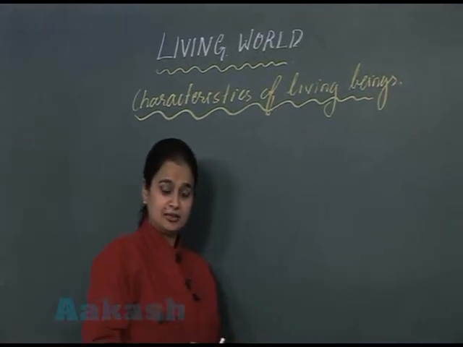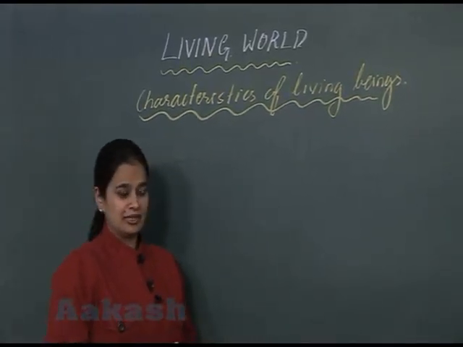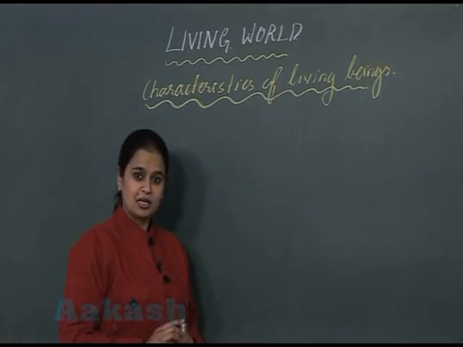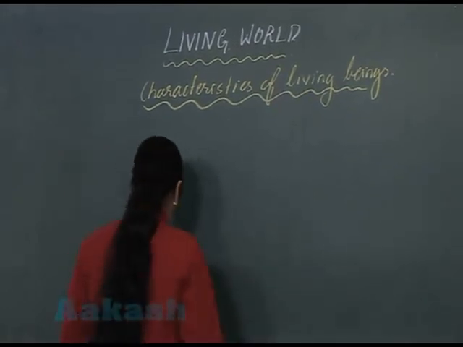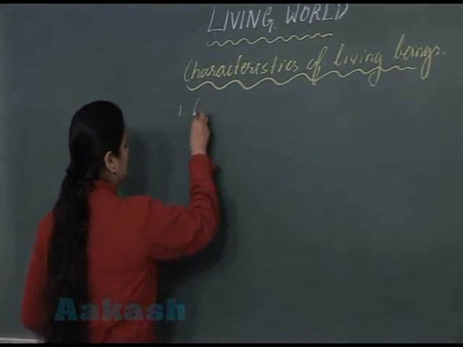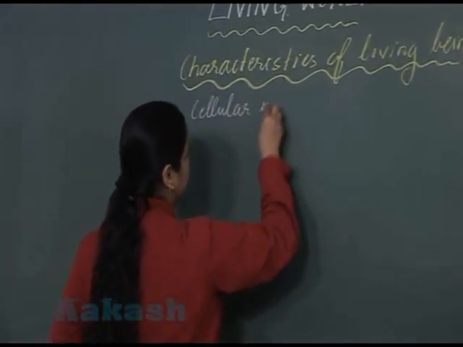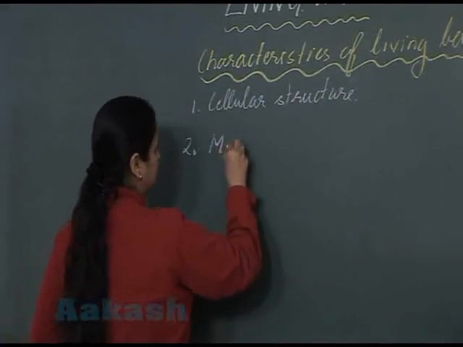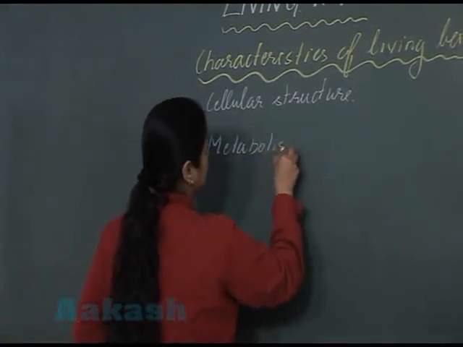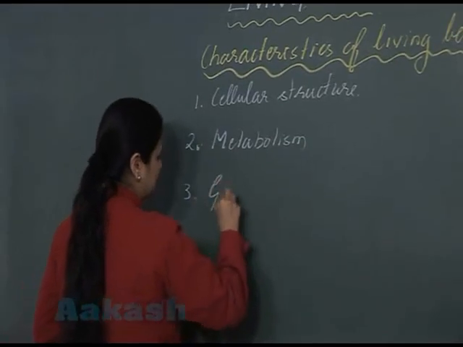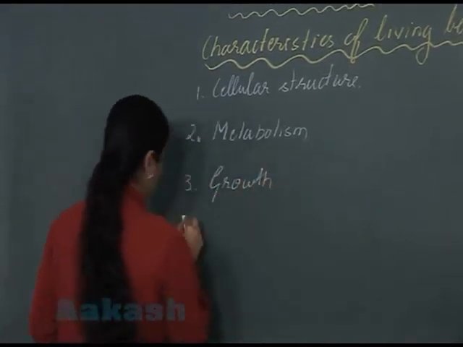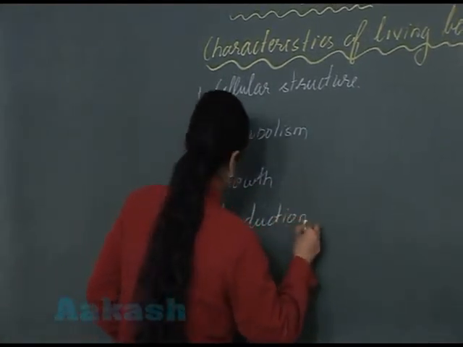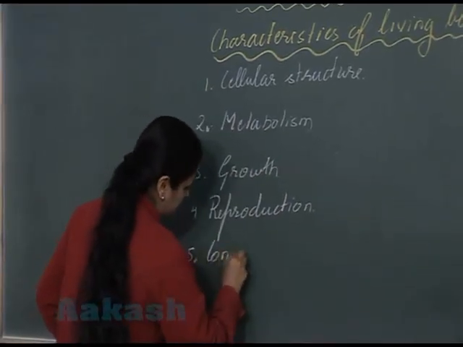Characteristics which I will deal with here are cellular structure, metabolism, growth, reproduction as well as consciousness. So 5 characteristics I will be dealing with here. Let's write them down. Cellular structure, metabolism, growth, reproduction, and consciousness.